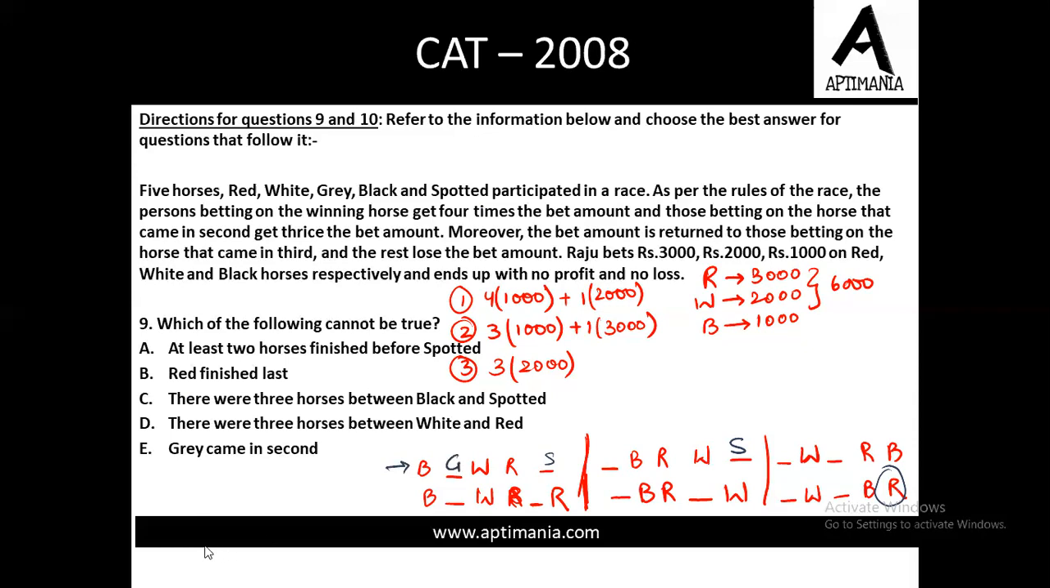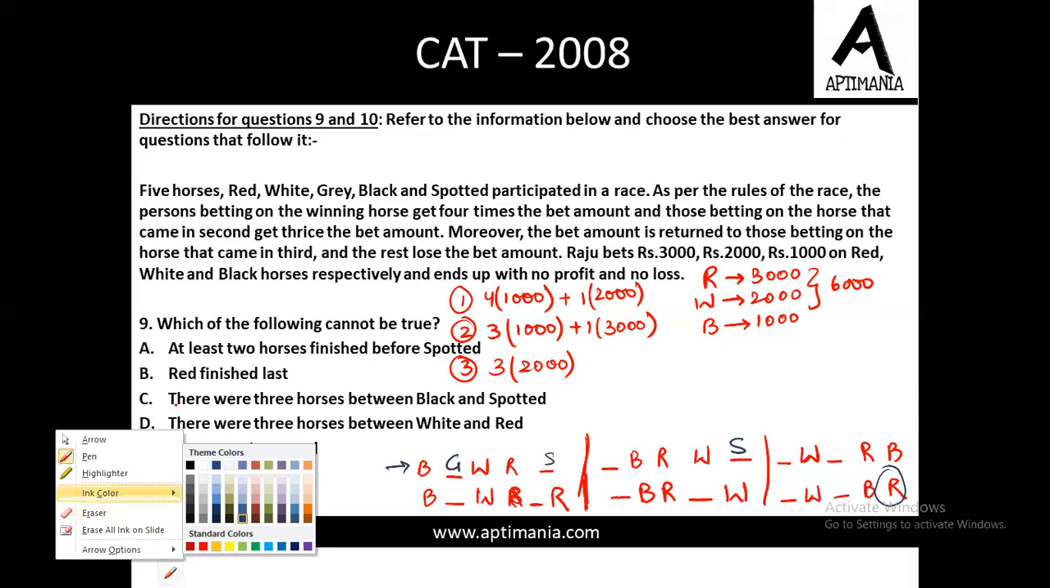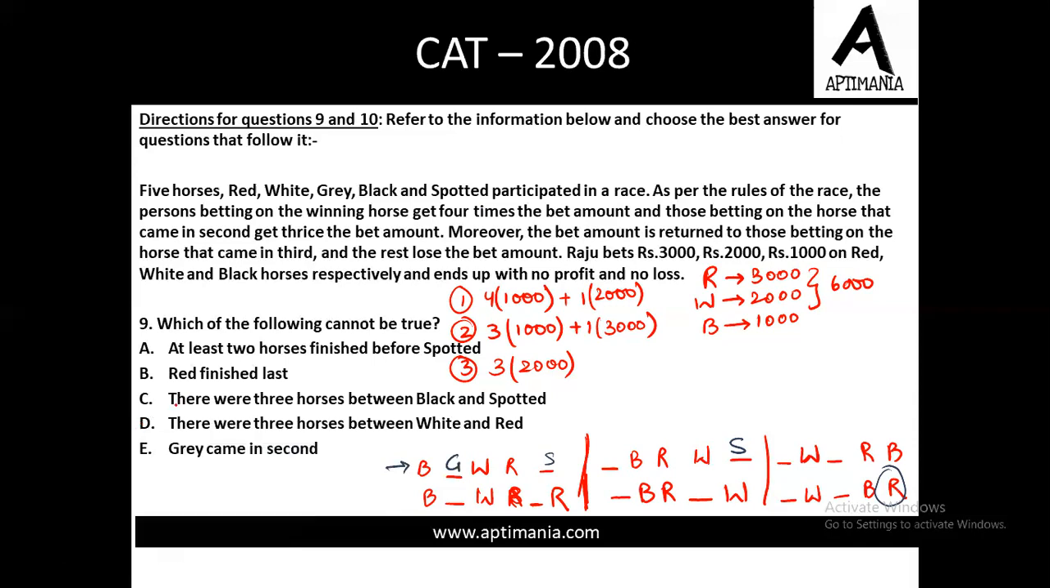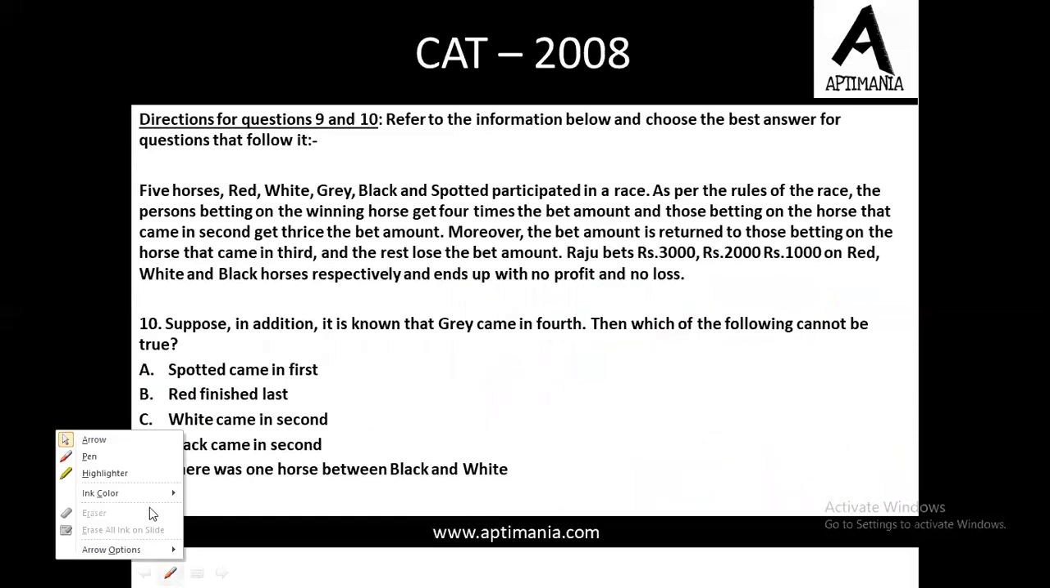So for question number 9, considering all the cases that we have, the correct answer is option D. That is, fourth situation cannot be possible. All the other situations can be possible. Right? Let's go ahead for the next question. Question number 10 is on the screen.